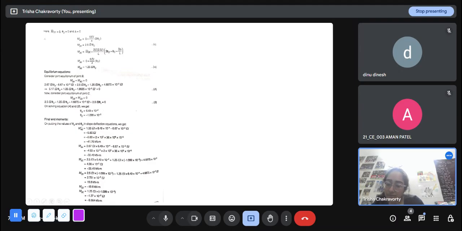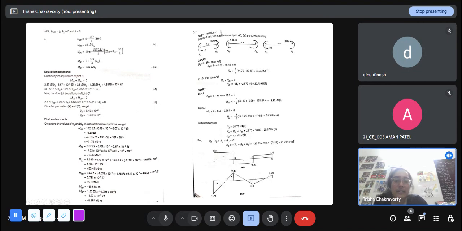Then I find the final end moments. I have all these six equations: MAB, MBA, MBC, MCB, MCD, and MDC. I'm going to put theta B and theta C values here, and I will just verify that MBA and MBC are adding up to 0, and MCB and MCD are adding up to 0. So I've got correct answers.